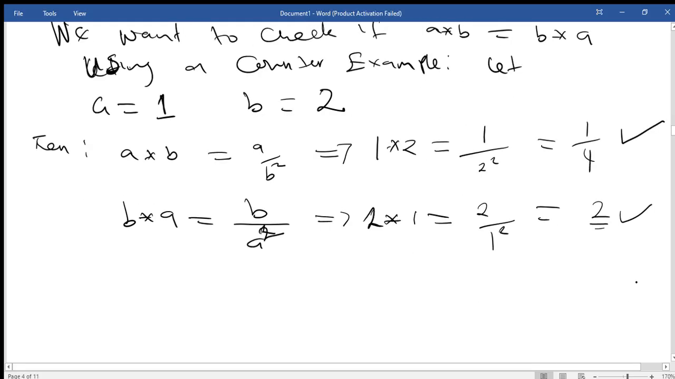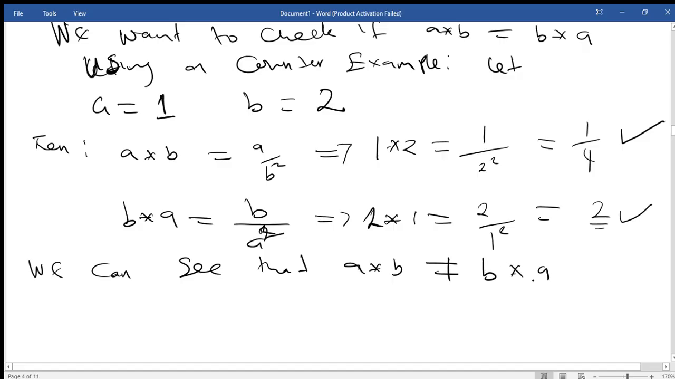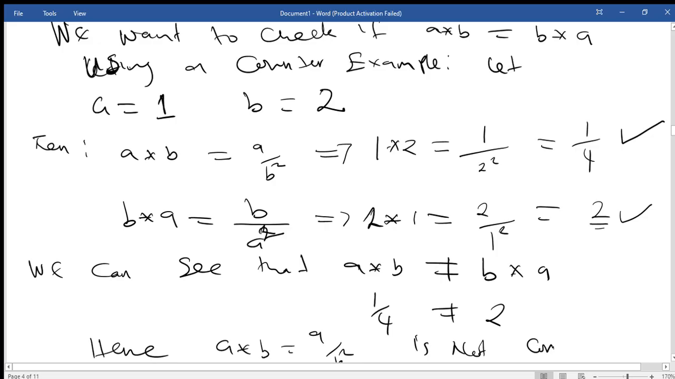Now, confirm if the two answers are the same. So we can see that A star B is not the same as B star A. Here we have 1 over 4 not equal to 2. Hence, A star B equals A over B squared is not commutative. We are done. That's what we have there.